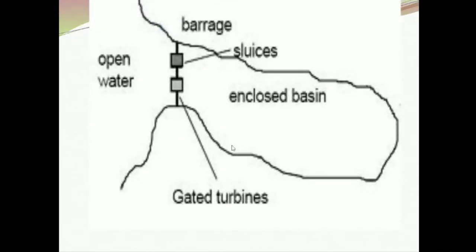This is a diagram representing tidal power plant. We can see the barrage and sluice gates, the basin and open water, meaning the sea water. So water is allowed to enter the basin through this sluice where the turbine is being kept during flood tide condition. And water rises inside the basin and during ebb tide condition, water is allowed to be released through the sluices again to the sea.